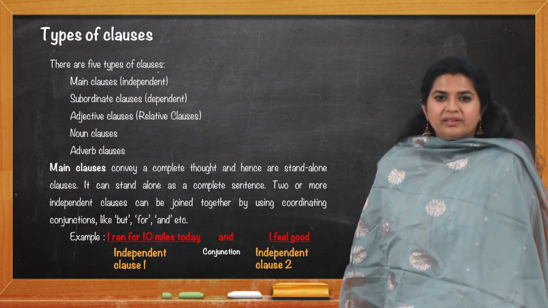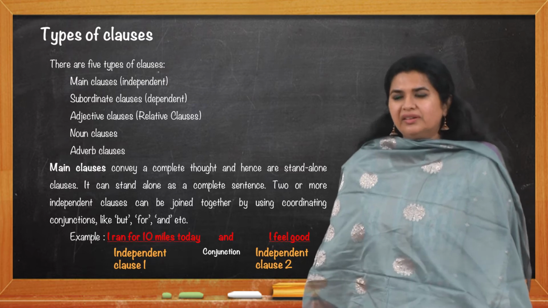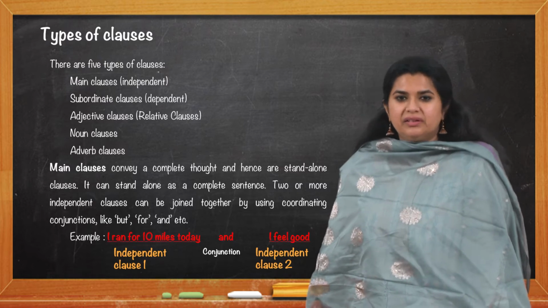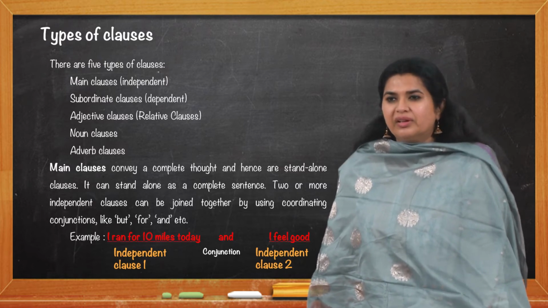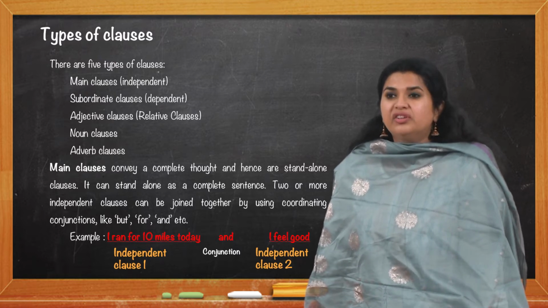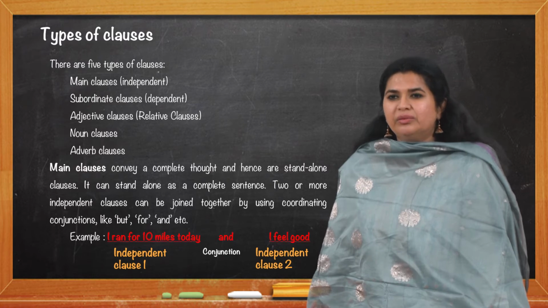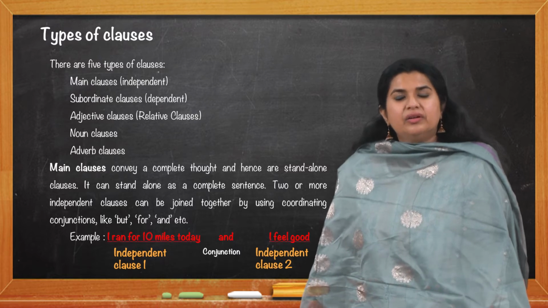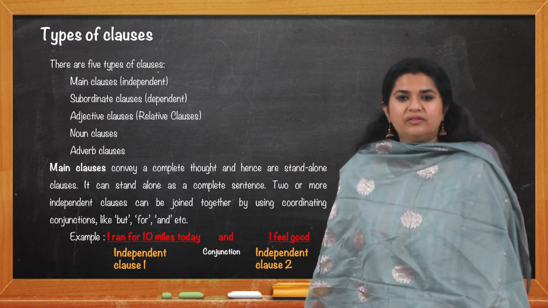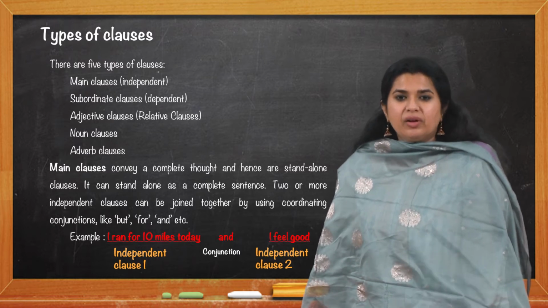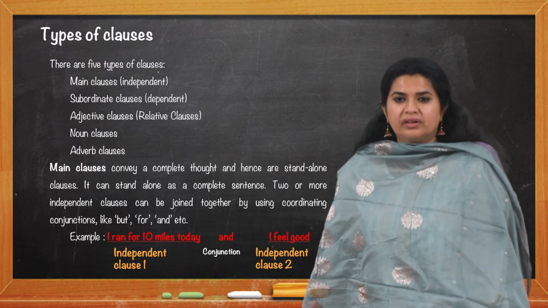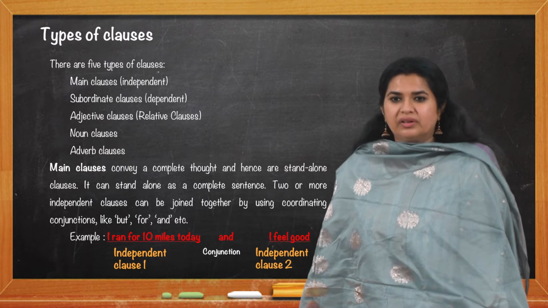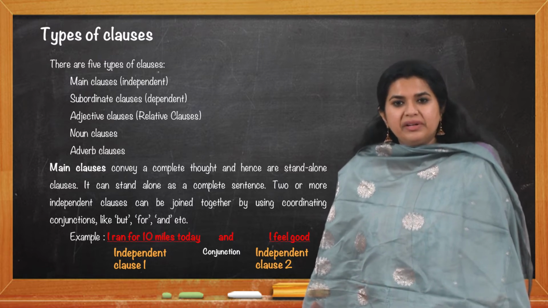Now, types of clauses. There are five types of clauses. Please look at this slide. Main clause, that is independent; subordinate clause, dependent; adjective clause, also like Ram is the man who owns this company, she is the one who is to be blamed for the entire problem. So, relative clauses, adjectival clauses, noun clauses, adverb clauses. Main clauses convey a complete thought and meaning, and hence they can stand alone. It can stand alone as a complete sentence.